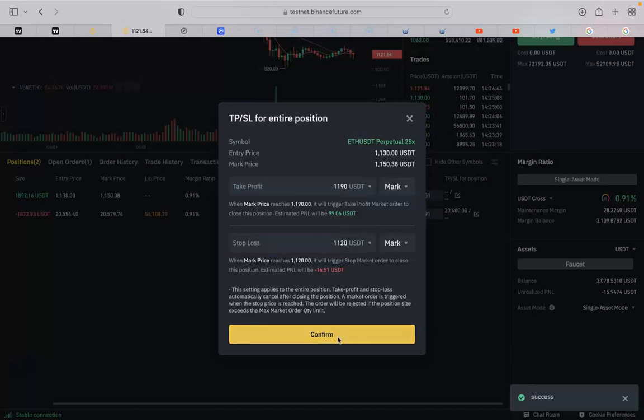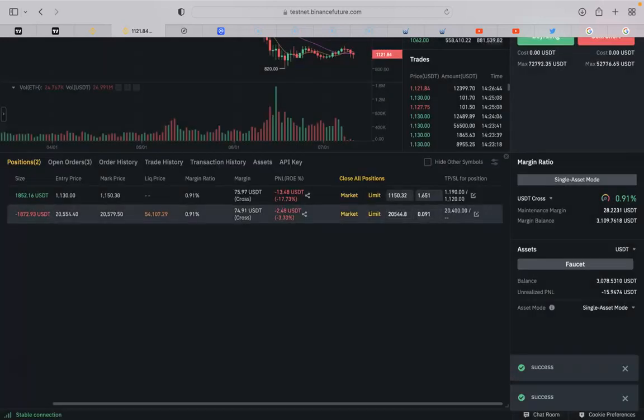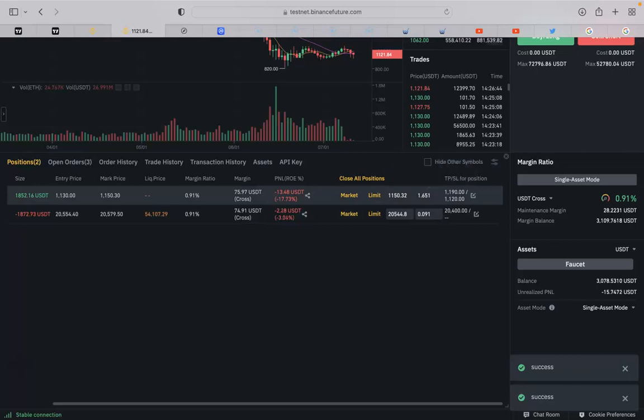So you can confirm this, and that's going to appear. So you see it has appeared here. 190, 120. You have to wait for this to appear. Very important. Absolutely important. You have to wait for this to appear. So once that is set, then you're ready for your trade.